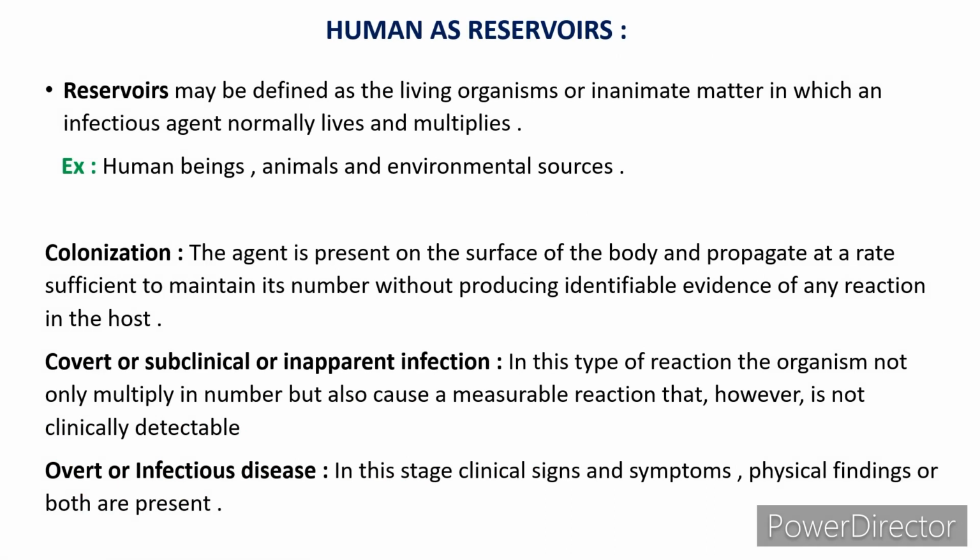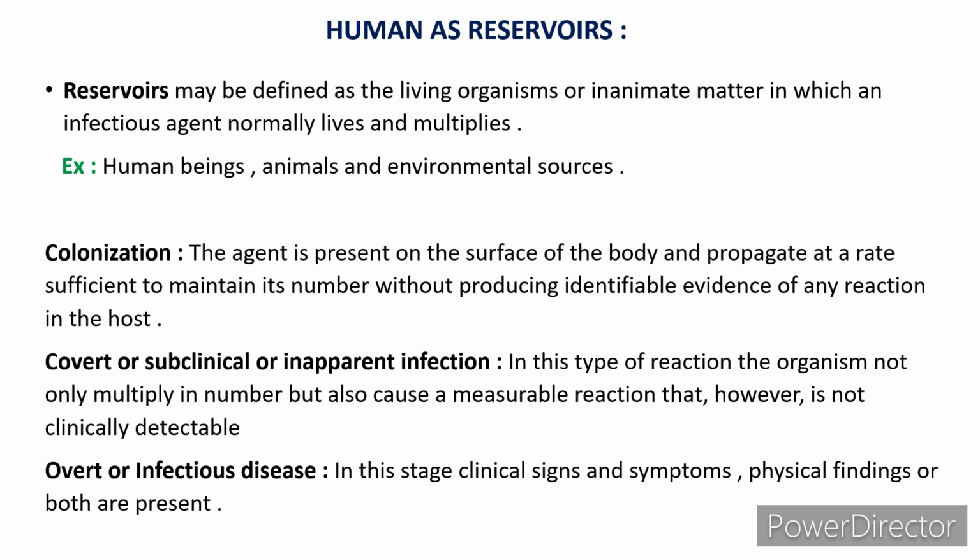Human as reservoir. So what is a reservoir? Reservoirs may be defined as the living organisms or inanimate matter in which an infectious agent normally lives and multiplies. Examples can be human beings, animals and environmental sources. And basically an infectious process happens in stages. So there are 3 stages.